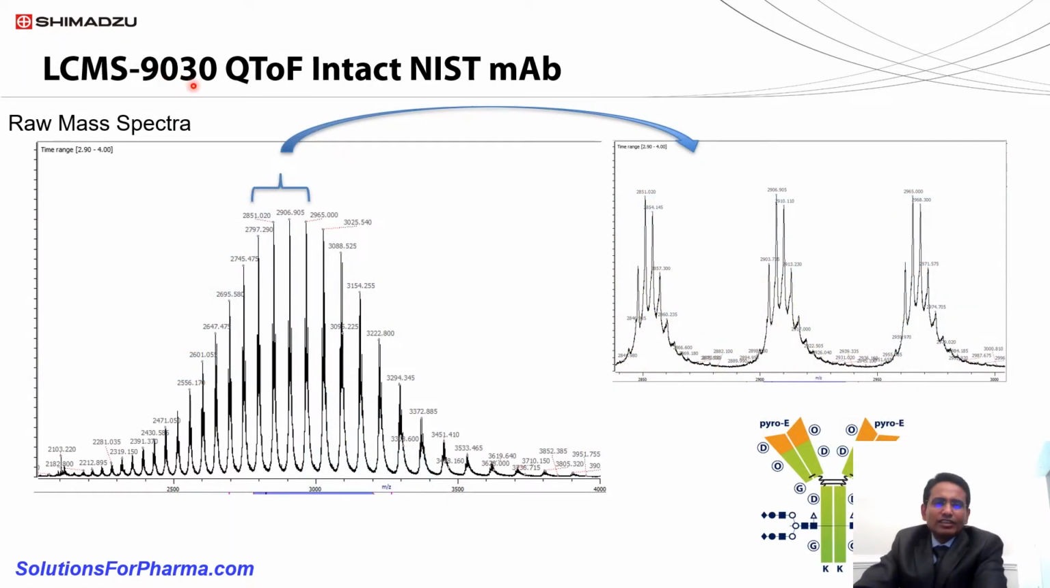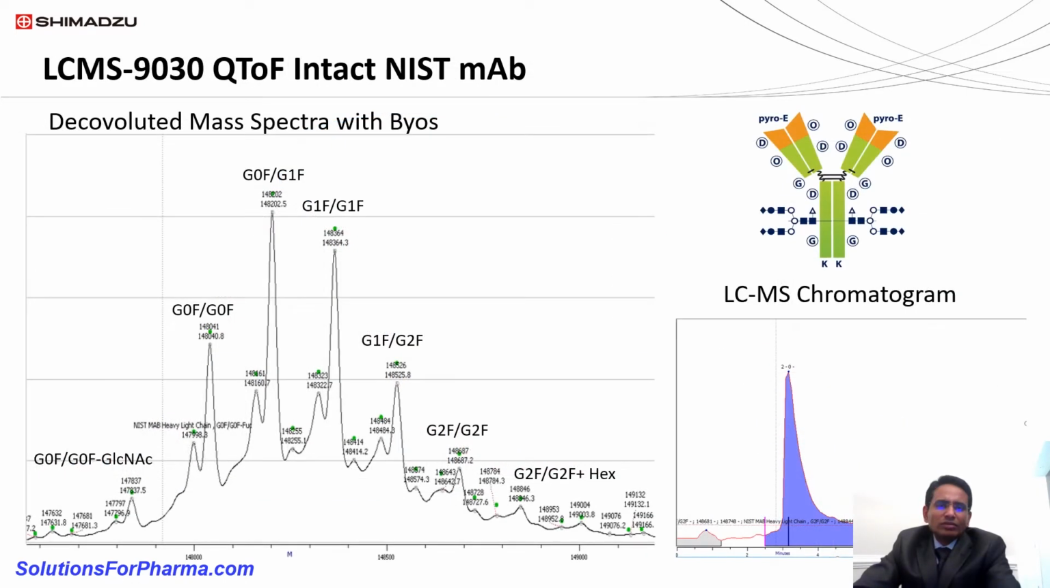This is the LCMS 9030 QTOF intact NIST mAb. If you zoom in on the peak, it looks like this. That means the main peak with the glycosylated peaks. After deconvoluting that mass spectra with BIOS, you can see it identifies all the glycosylated peaks, and this is the LCMS chromatogram, and that's the structure of the NIST mAb.